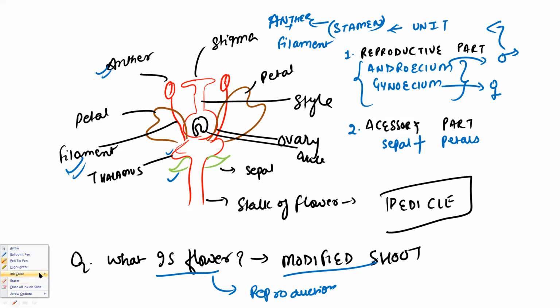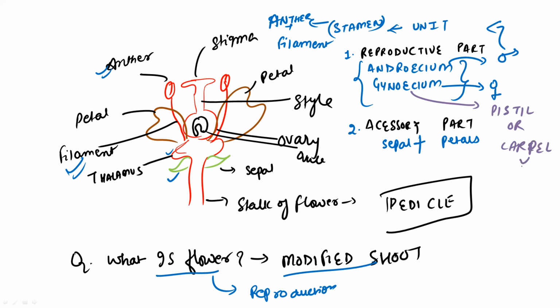Now the question is, what about the gynoecium's unit? Its unit is basically the pistil, or you can use the term carpel, right? So pistil or carpel, fine. And you might have heard about the corolla. What is corolla? Corolla is basically the collection of petals. Then what is calyx? Calyx is basically the collection of sepals. So lots of sepals combine together and form the calyx.